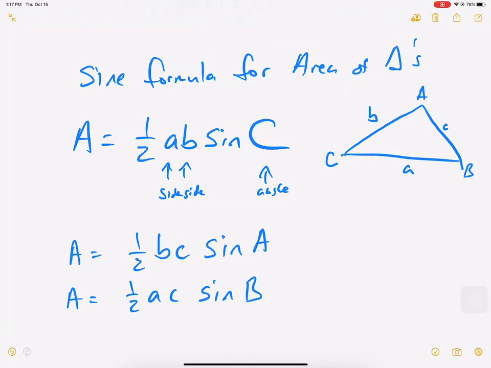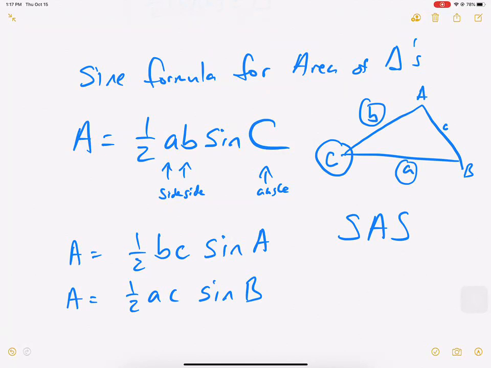Then you call it A and B, little a, little b. And you should notice something, that A, B, and angle C are all stuck in the same corner. This works for side, angle, side triangles. The sine formula works for side, angle, side triangles.